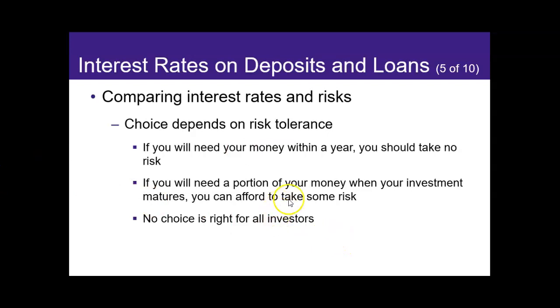Now, if you need only a portion of your money when your investment matures, you can afford to take some risk. You're like, well, I don't need all the money, so I can afford to take some risk so that if I happen to lose some of that investment, then I'll still be okay. Now, no choice is right for all investors because it's going to be investor specific. Some are going to be more conservative. Some are going to be what we call moderate.